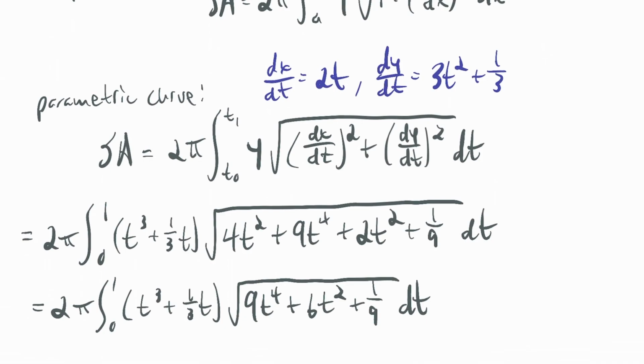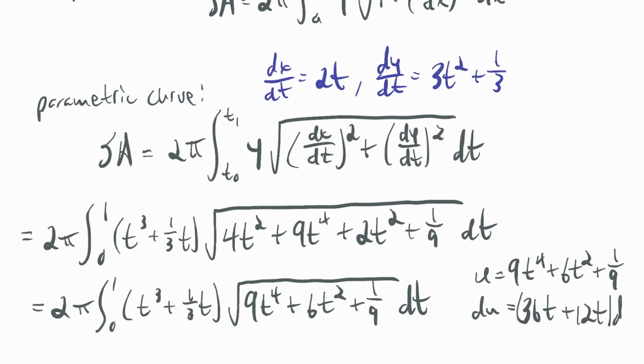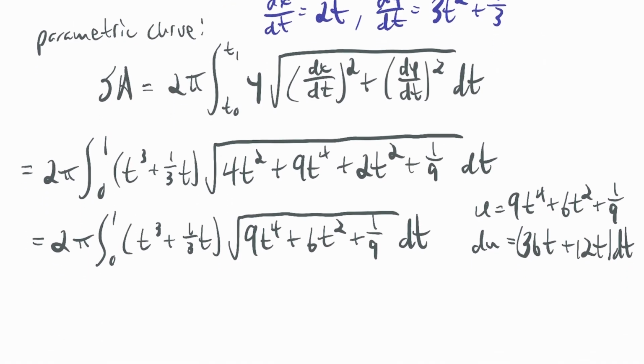Basically, we're going to do the most obvious substitution. We're going to say that u equals the radicand, okay? u equals 9t to the 4th plus 6t squared plus 1/9. So du equals 36t cubed plus 12t dt, okay? Notice that this is a multiple of this, a multiple by 36, right? 36 times this guy gives you this guy. So I'm going to need to borrow a 36.